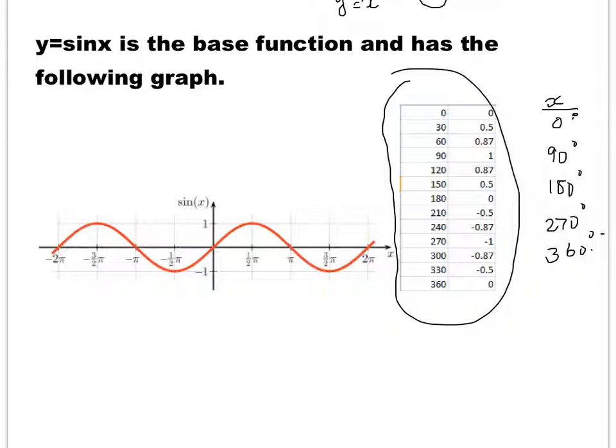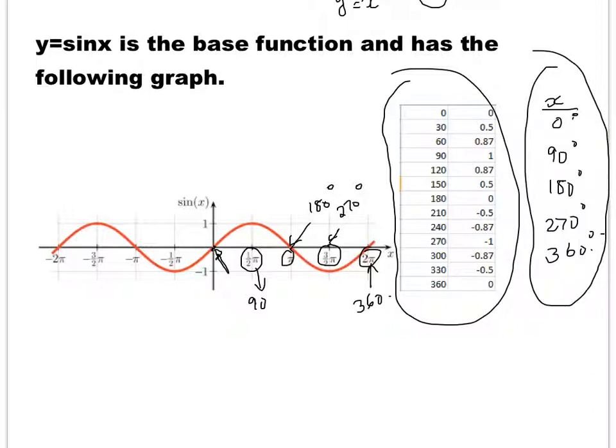Now, 0 degrees is represented here, and pi over 2, as I mentioned before, is the radian representation of 90 degrees. Pi is the radian representation of 180 degrees. 3 pi over 2, which is this point, is 270 degrees. And 2 pi is 360 degrees. So the only points you have to consider when doing these sine functions are these 5 points. These are the major points for the plotting.